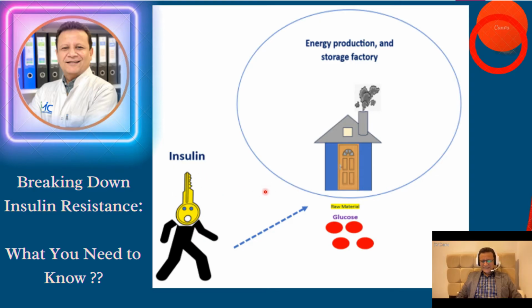In this case, insulin will be increased in the bloodstream and glucose also will be increased in the bloodstream. Why? Because insulin is not opening the door, glucose is not entering into the cells, and to compensate for the glucose, the pancreas is continuously producing insulin. So this kind of condition is called insulin resistance.